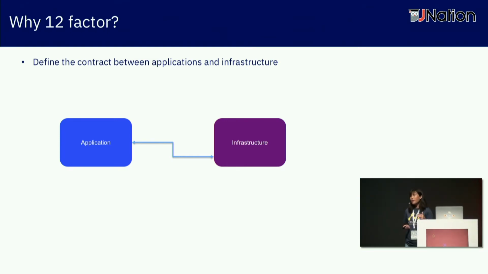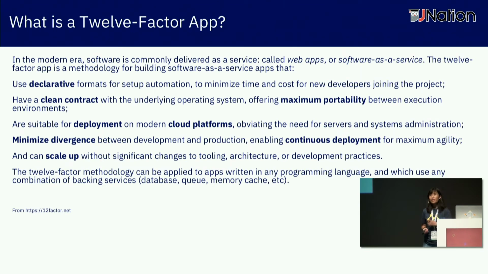If you want to understand the 12-factor, it's nothing new. The 12-factor app is very strict in defining a clear cut between the application and the infrastructure. It gives you a contract, like which bit needs to be done by the application and which bit needs to be done by the infrastructure, so you don't trip over each other's toes. This is directly taken from 12factor.net, the definition of the 12-factor.